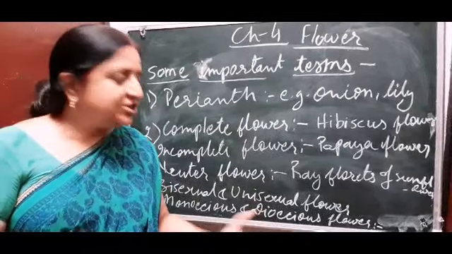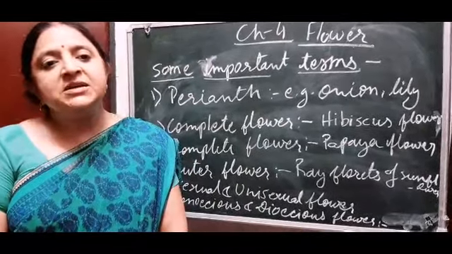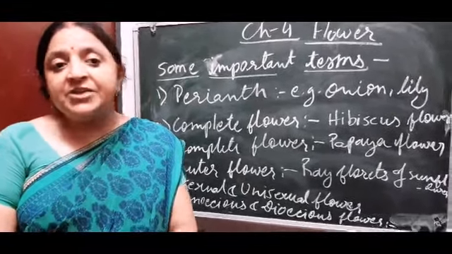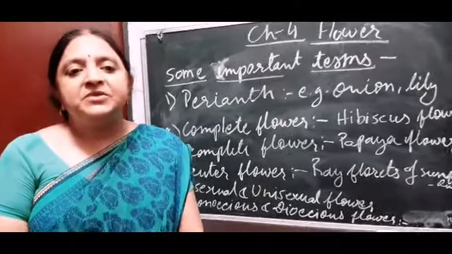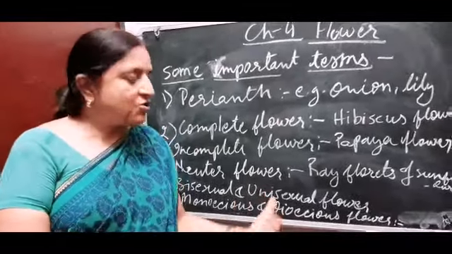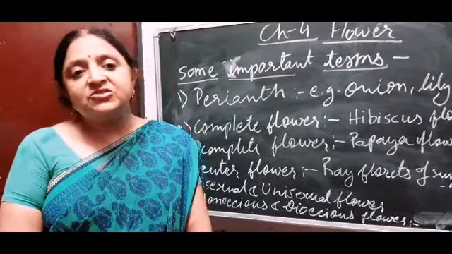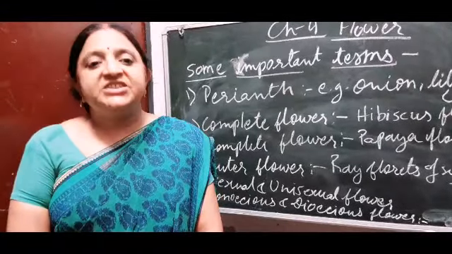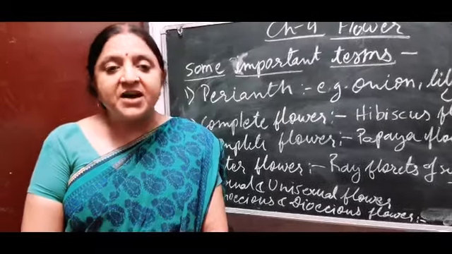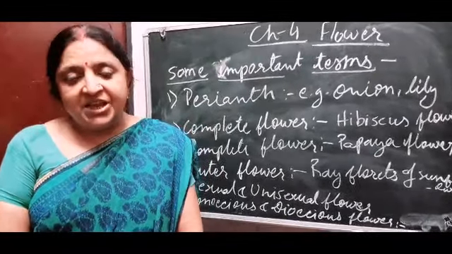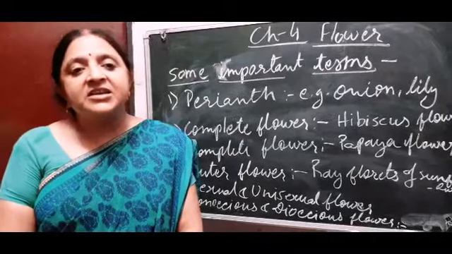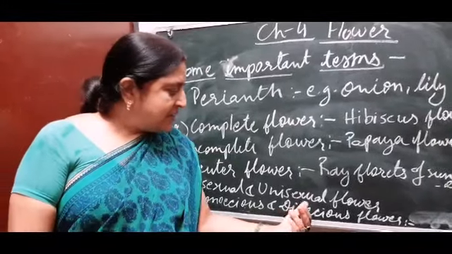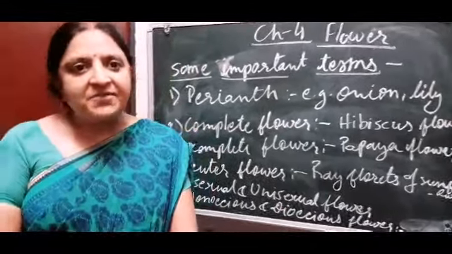The other type of flower is the unisexual flower. If any one reproductive part of the flower is absent in a flower, that type of flower is called a unisexual flower. A unisexual flower may be a staminate flower or a pistillate flower. A staminate flower means a male flower, in which only androecium is present. A pistillate flower means a flower in which only gynoecium is present; it is a female flower. The example of unisexual flower is the papaya flower.